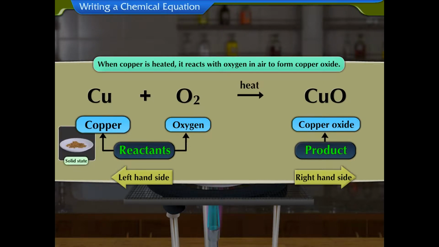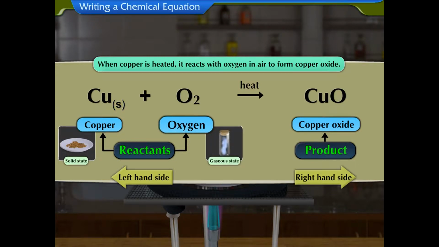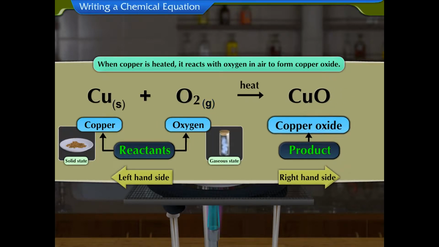Copper is in the solid state, hence the letter S in brackets is mentioned. Oxygen is in a gaseous state, hence the letter G in brackets is mentioned near the formula. Copper oxide again is in a solid state, so the letter S in brackets is mentioned near the formula.